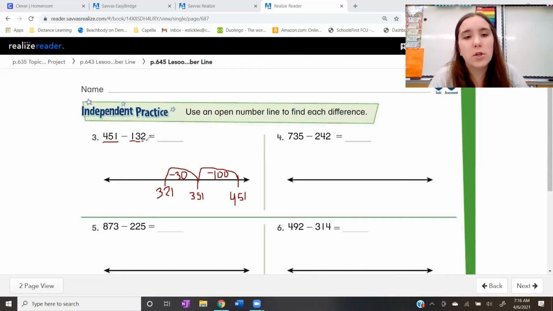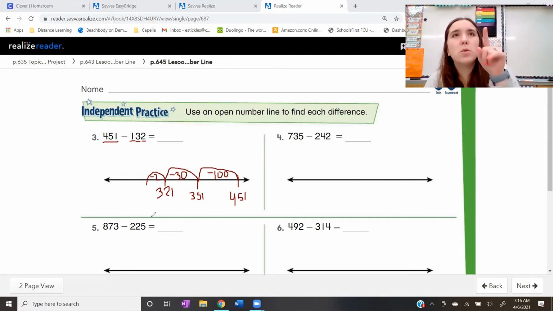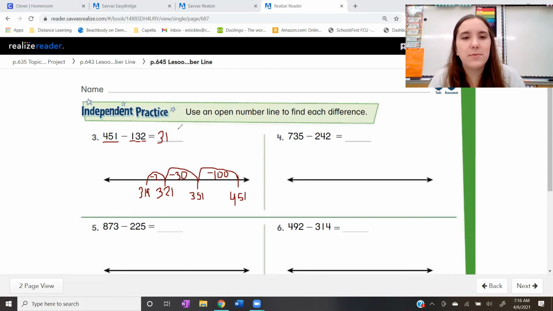Now I need to subtract 2 ones. I'm just going to do 1 jump of 2 because that's pretty easy to do. So if I'm at 21 and I take away 2, that would be 20, 19. So 321 minus 2 is 319. And that's my answer: 319.